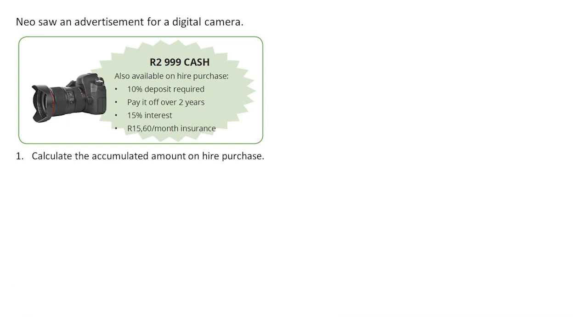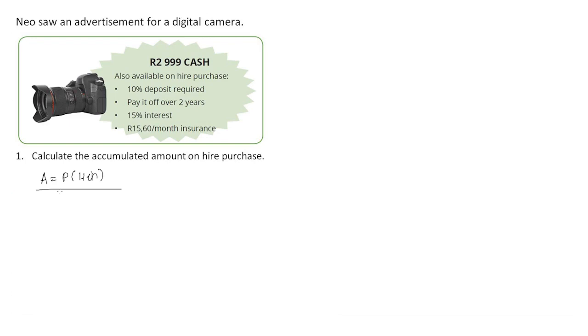Now, the interest paid on a hire purchase agreement is calculated using the simple interest formula. This equation is number 24 on your equation sheet. The first question asks us to calculate the accumulated amount on hire purchase. As I mentioned, the interest paid on hire purchase is calculated using this formula. When buying an item on hire purchase, a deposit is usually required. In this case, the deposit value is 10% of the original item. So, we're given this formula.